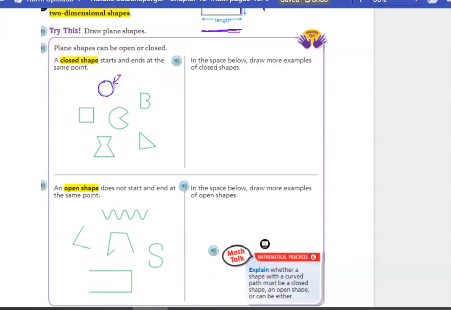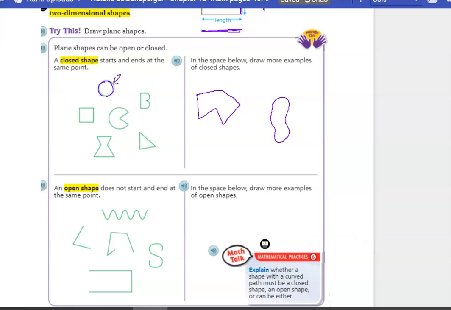So you can draw some with me. It's kind of fun making closed shapes because as long as they're touching and they're finishing up at that same point, you know it's closed. Again, there's no little pathway to get inside of that shape. So go ahead and make a bunch of different closed shapes.